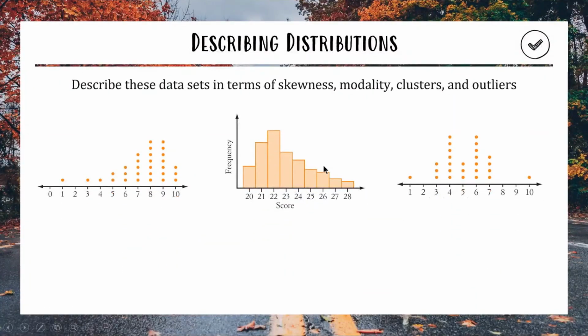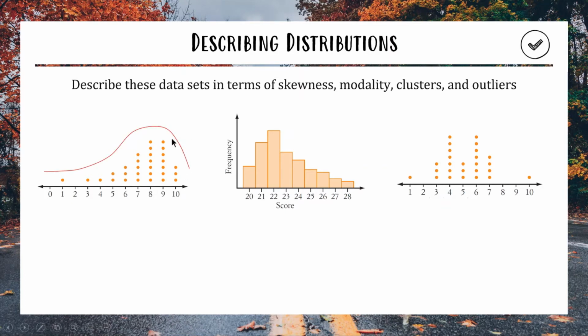Okay, up next we're going to talk about some new words for how we could describe different distributions, how we could compare them. So we've got two dot plots here and a histogram, and we're going to talk about the skewness, modality, clusters, and outliers. Okay, so the first word is skewness. Now, skewness talks about whether your data set is stretching in a particular way. So the way we see that is we sort of trace around the shape of our display.